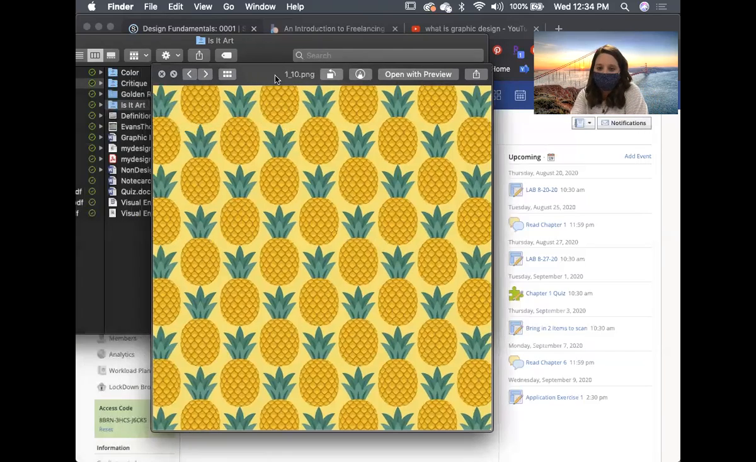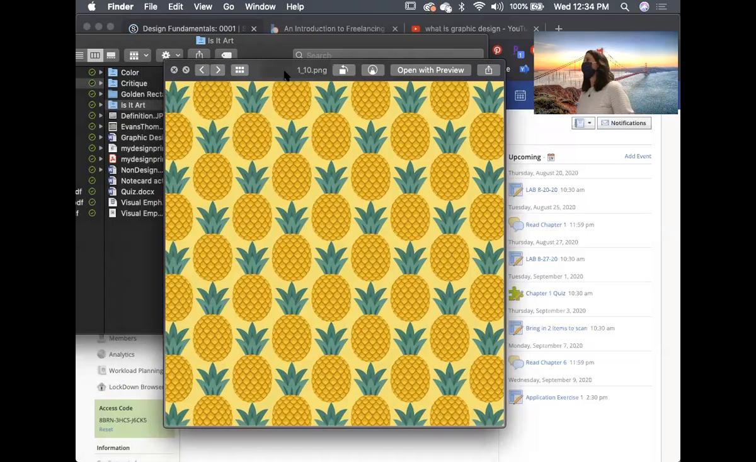How about this? Is this art? I see some head shaking yes again. Justin, why do you think this is art? Yeah, and I like that you use the word deliberate. That's a good word. Yeah, it was deliberate. Somebody deliberately made these decisions to take a pineapple and make a repeating pattern. Any guess into what software this could have been made in? I'm guessing Illustrator as well. Very good guess. So yeah, I would definitely consider that art.